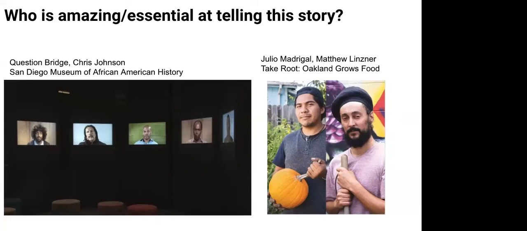This is an example of an artwork that does that, by Chris Johnson. It's called Question Bridge. It's just Black men asking other Black men questions and then answering them about their lived experience. It's very profound things and sort of silly things. It's a really lovely piece of art that couldn't be made by anyone else.